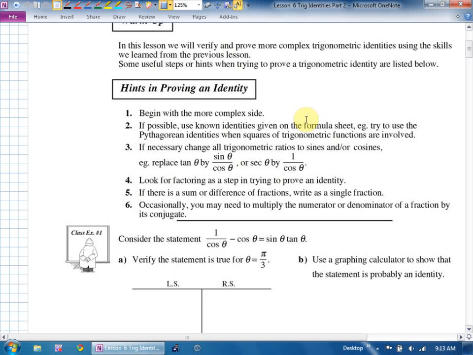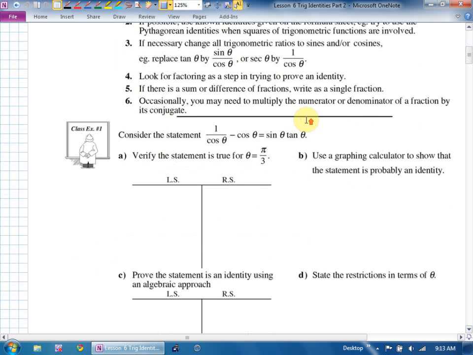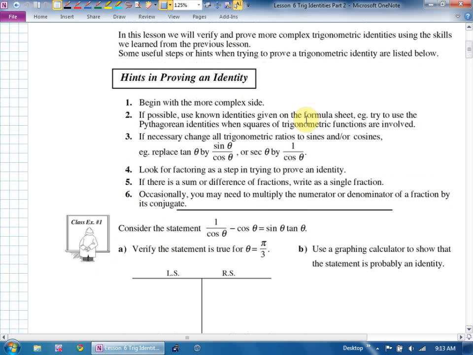So you ready? Oh, it gives you hints. My hints are better. I added an extra one.